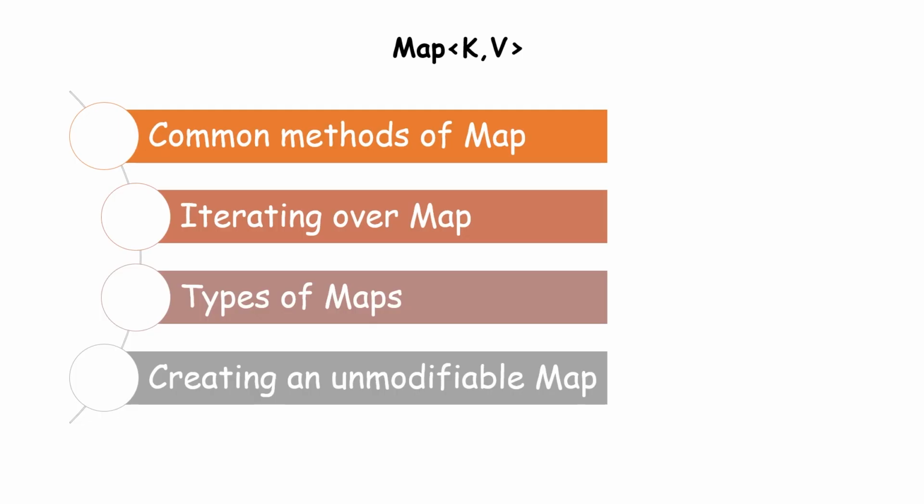Hope this is clear. Now it's time for our last but not the least, that is Map. With maps, you see I have two things here, K comma V, which means it is going to be a key-value pair. It is something like a dictionary in Python, where keys are unique and values can be duplicate. We will see the common methods, iterate over maps, see the types of maps, and at the end create an unmodifiable map.